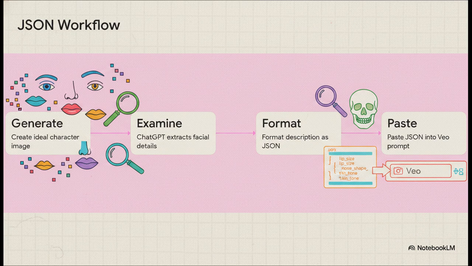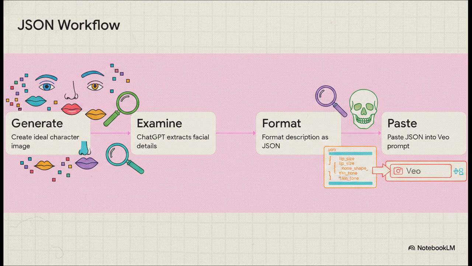Step 1. Generate your ideal character image using whatever image tool you like. Step 2. Take that image over to ChatGPT and prompt the AI to act as a forensic facial examiner and medical esthetician. Ask it to extract extreme facial details. We're talking lip size, nose shape, exact skin tone, bone structure, the whole shebang. Step 3. Ask ChatGPT to format all of those forensic details perfectly into a JSON code block.